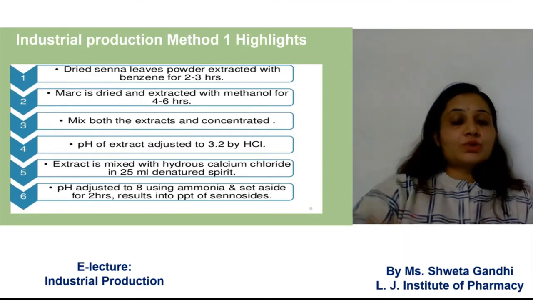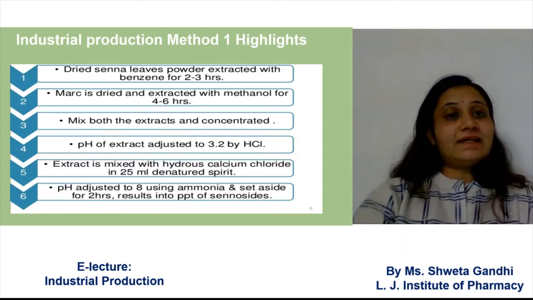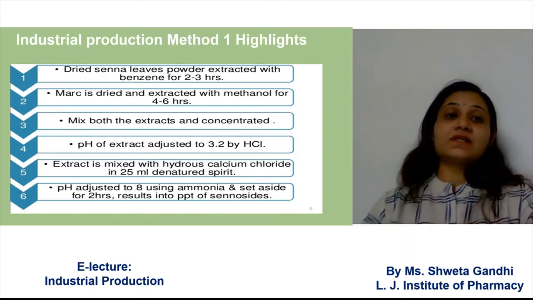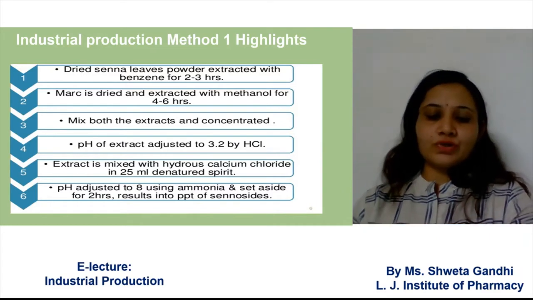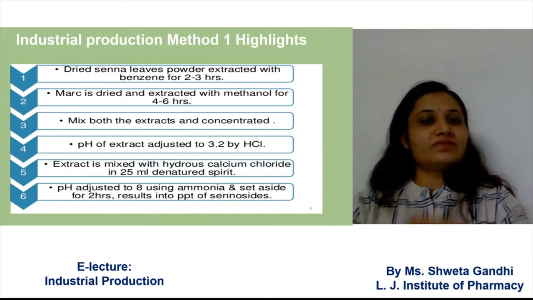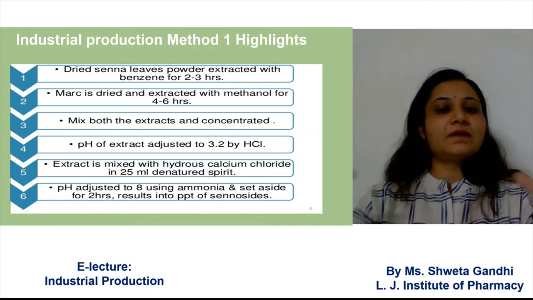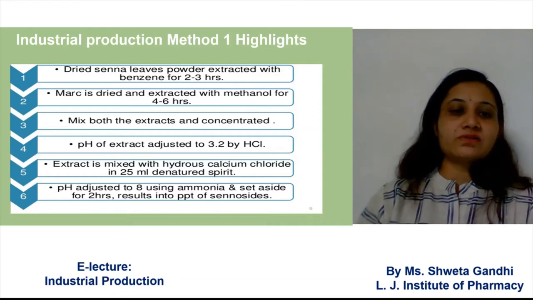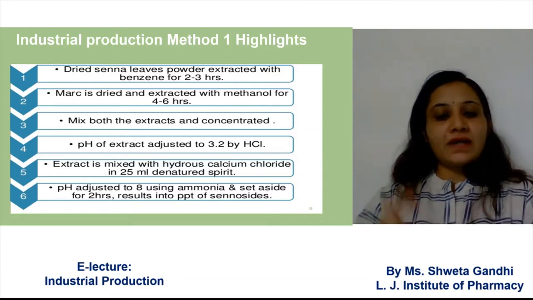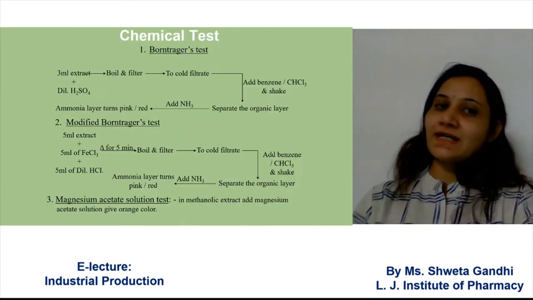This is the flowchart, the short form, which highlights how Senna can be extracted. So senna powder is treated with benzene, then dried, then both extracts are combined and concentrated, the pH is adjusted, and then the precipitate of sennosides is obtained.